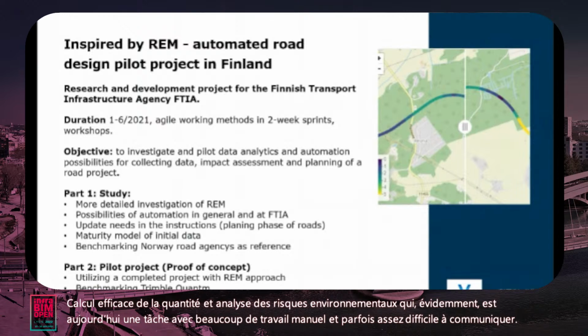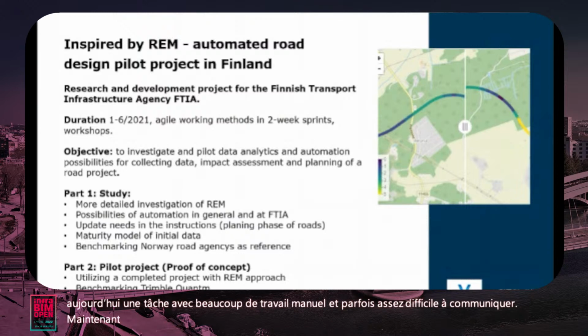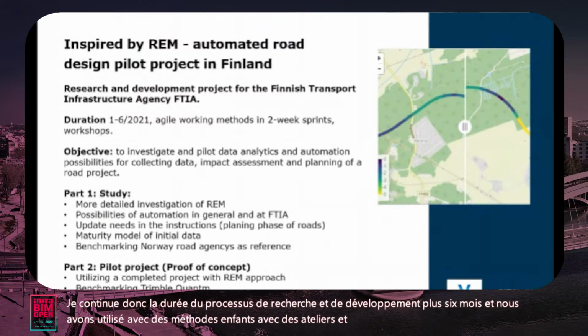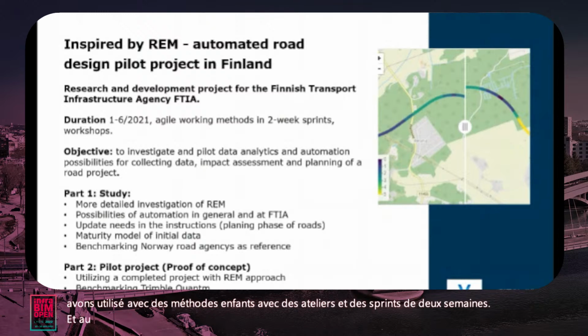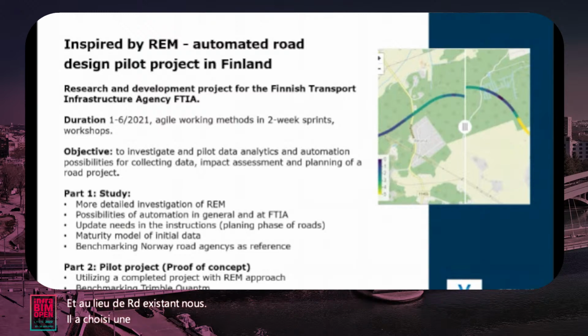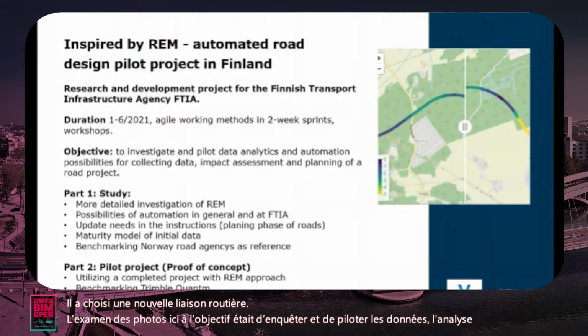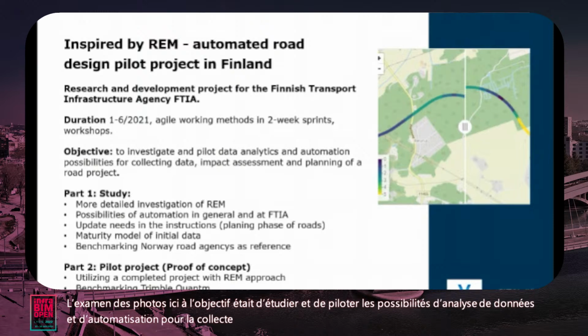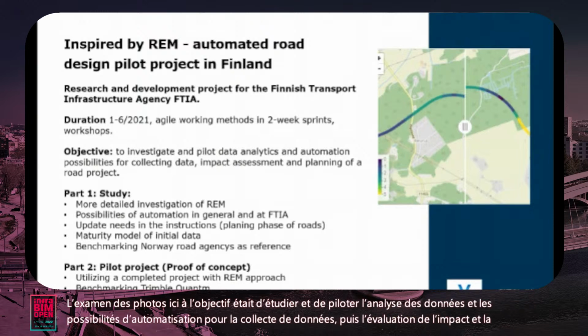Okay, now I continue. The duration of the research and development project was 6 months, and we used agile methods with workshops and 2-week sprints. Instead of an existing road, we chose a new road connection for the review. Here the objective was to investigate and pilot data analytics and automation possibilities for collecting data, then impact assessment and planning of a road project.